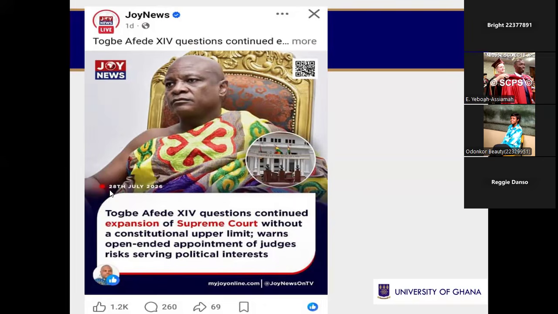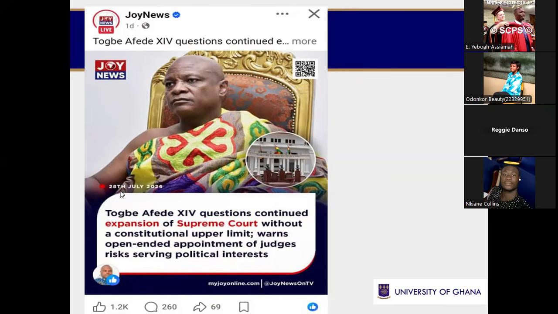And this was made, look at the date. 28th July 2020. So this was, I think, yesterday. And this is a troubling situation. The way we are packing the courts, the Supreme Court, okay? This is something that the public is worried about.